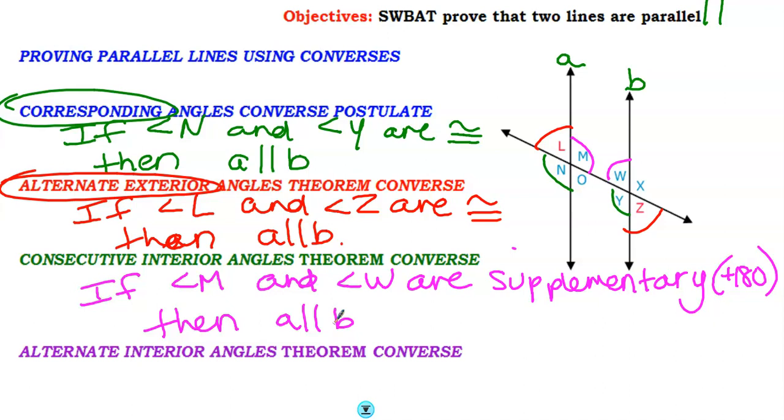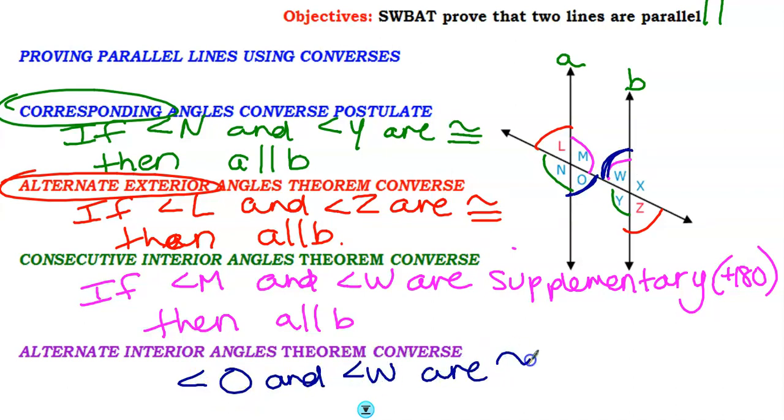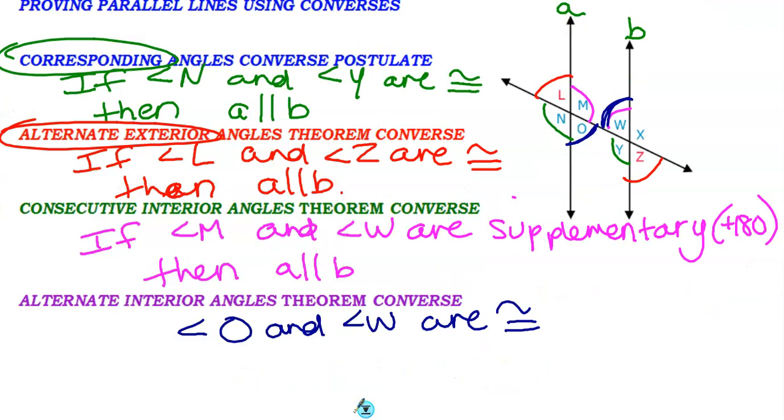And then the very last one, alternate interior. Alternate interior means that they're on opposite sides of the transversal and they're on the inside of the parallel lines. Okay, so all of these are congruent except for consecutive interior. Consecutive interior add up to 180. The rest of them should be congruent.